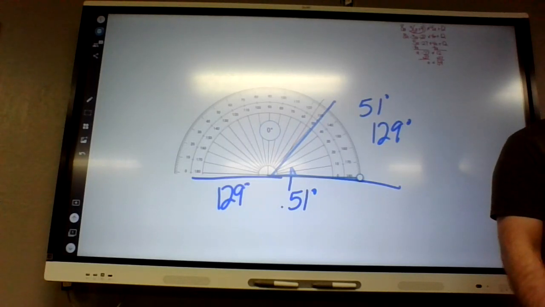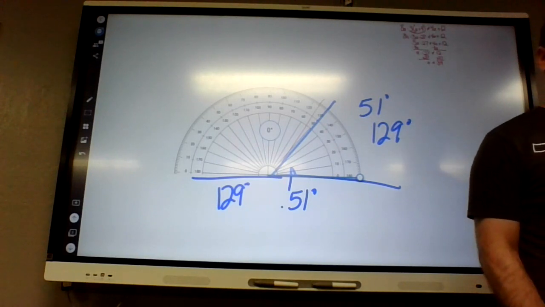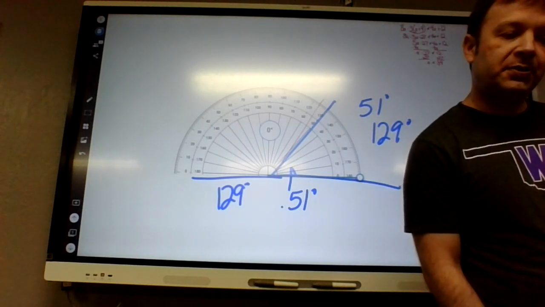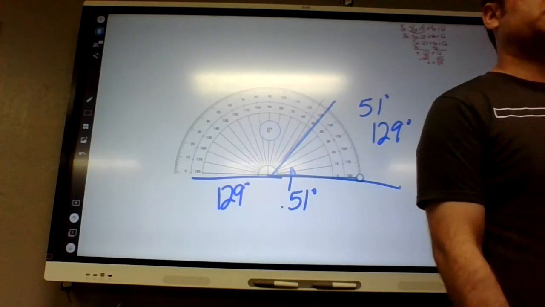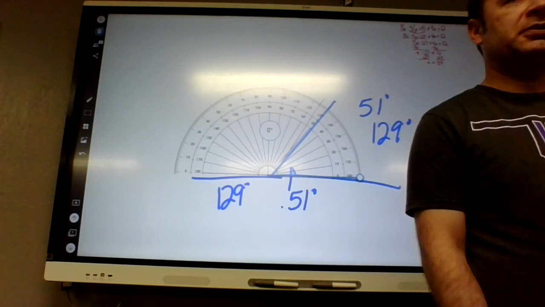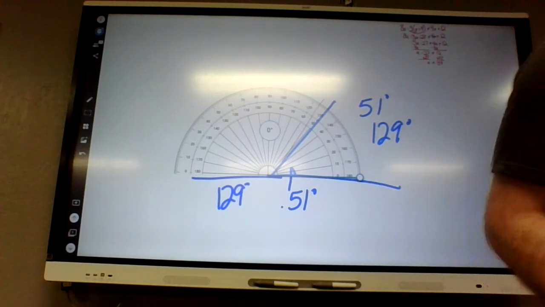Do you guys have an answer on 15? Okay, the book put 52 degrees. I got 54. 54 is close enough. What did you put? 54. I don't think I did that right.